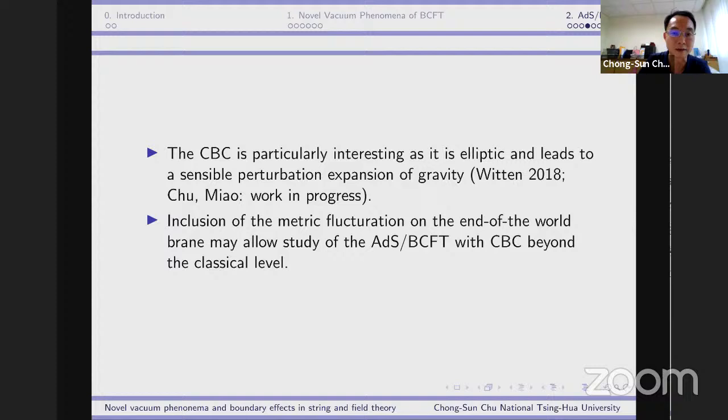So it's interesting, the CBC is elliptic, and it means if you study the metric fluctuation on Q, on this end of the world brane, that's a well-defined perturbation series. So now we can study AdS/BCFT, including this fluctuation. So this is something new, which has never been looked at before. Usually when we study AdS/CFT, we all look at bulk gravity, and maybe even include bulk fluctuation corrections. But the gravity on the boundary, this is something which has not been considered before. So this is something currently I'm working on with my collaborator, Wong Xing.